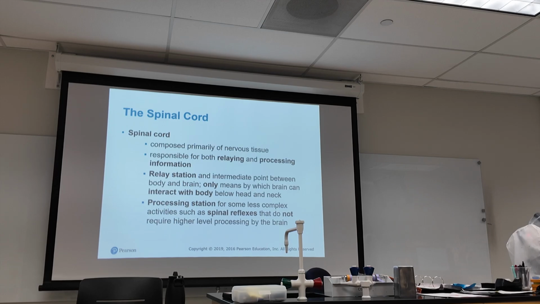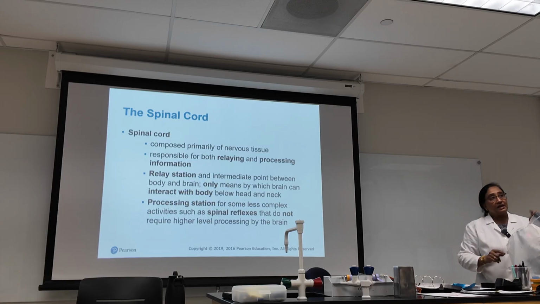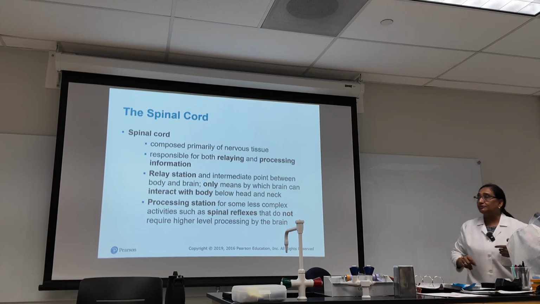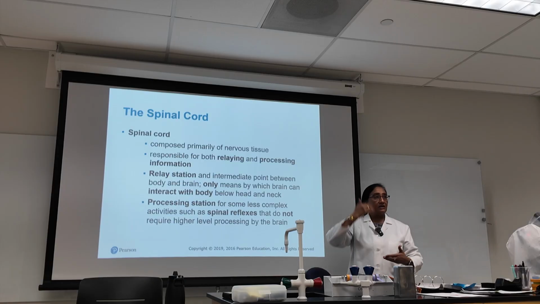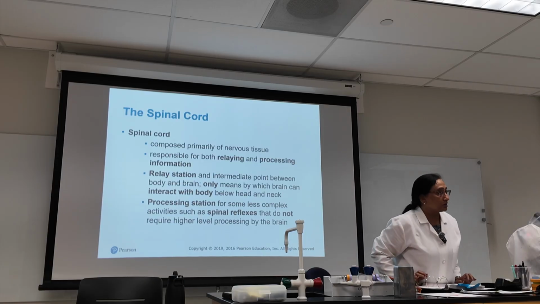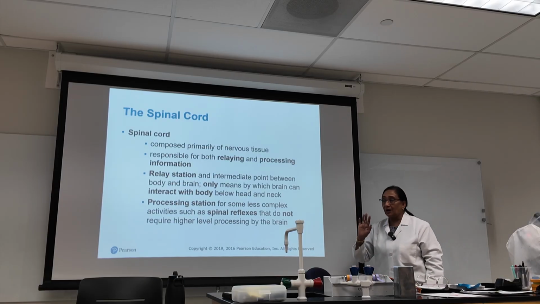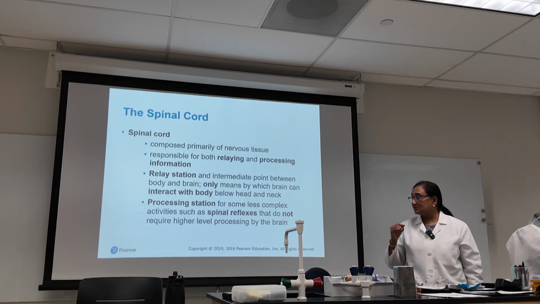So any information that needs to go up to the brain has to go through the spinal cord. Any information coming down from the brain to your body parts has to come down through the spinal cord. So the spinal cord is part of your central nervous system.